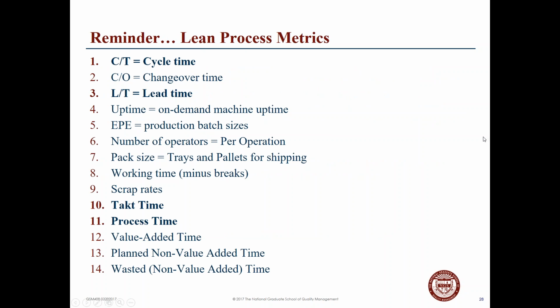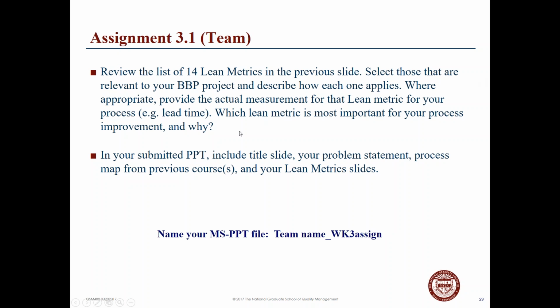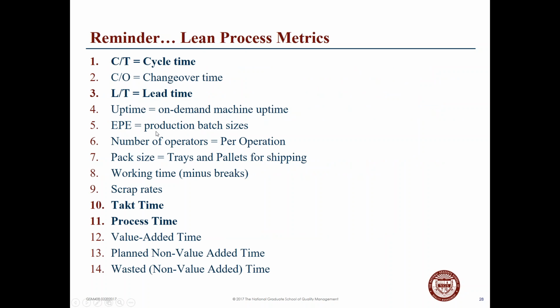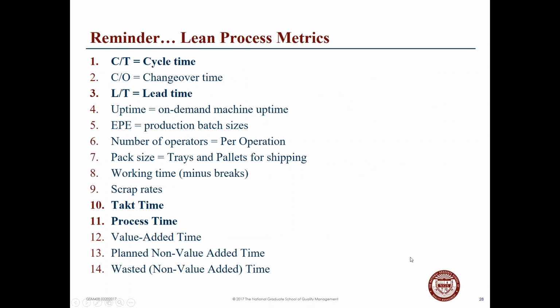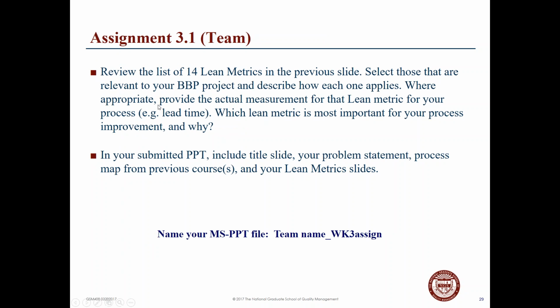Rarely will you not find 3 or 4 in this list that apply to a process. So what they want you to do is pick the ones that make sense to your BBP, explain what the term means, how it could be applied in your process, and if you can, provide the actual numbers, such as the lead time or whatever, that pertains to where you're at currently in the project. Include it, and then you're going to be doing that with a PowerPoint slide, with the title page and so forth. So make sure you follow this element of it as well. So that's your team assignment 3.1 for this week. And I wanted just to make sure you saw the slides right here in front of it. So those are the 14 lean process metrics that the problem is talking about.